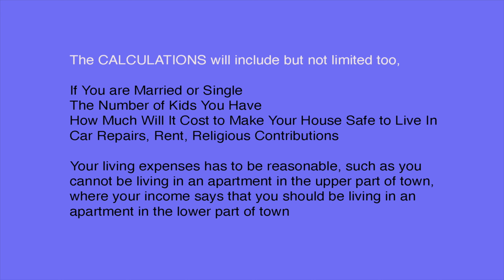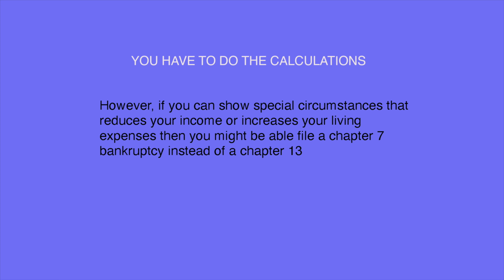Your living expenses have to be reasonable, such as you cannot be living in an apartment in the upper part of town, where your income says that you should be living in an apartment in the lower part of town. However, if you can show special circumstances that reduce your income or increase your living expenses, then you might be able to file a Chapter 7 bankruptcy instead of a Chapter 13.